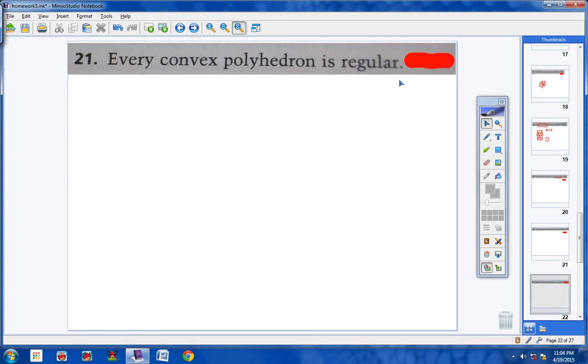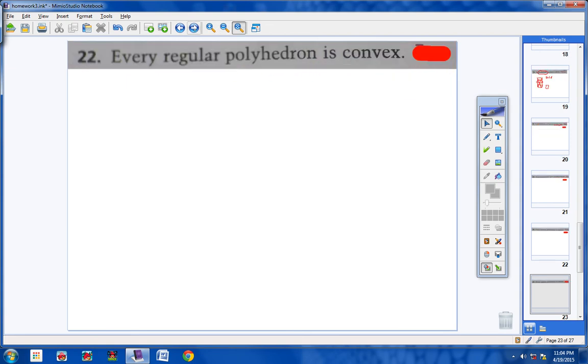Every convex polygon is regular. Well, of course not, guys. I mean, just think about it. No. In order for a convex polygon to be regular, every single face has to be congruent. False. You can have a convex polyhedron that's regular, and you can have one that's not regular. Number 20. Now, the 22.